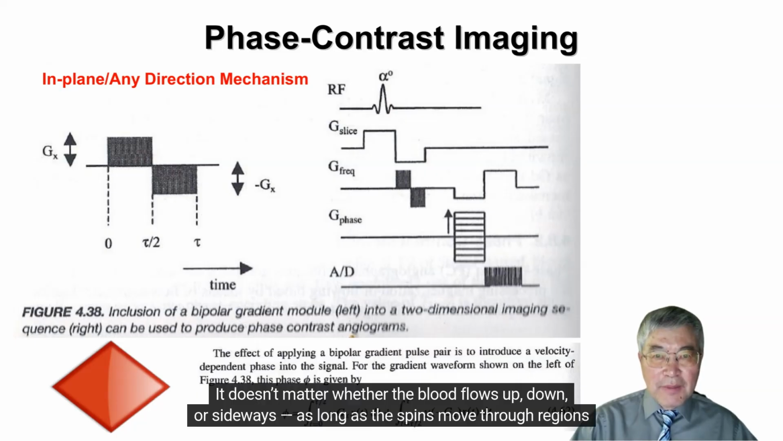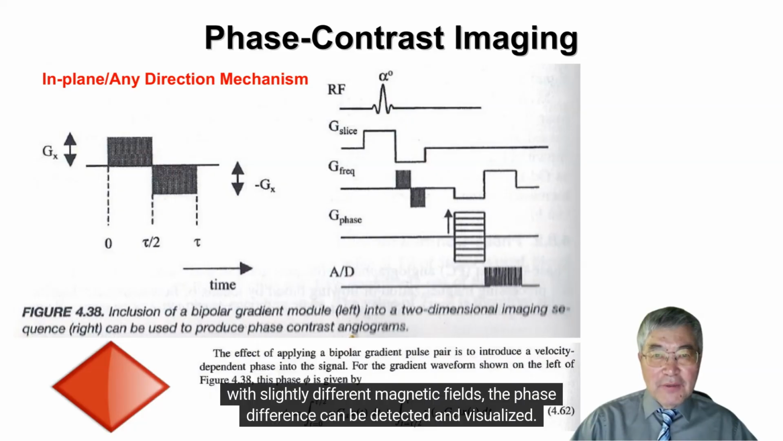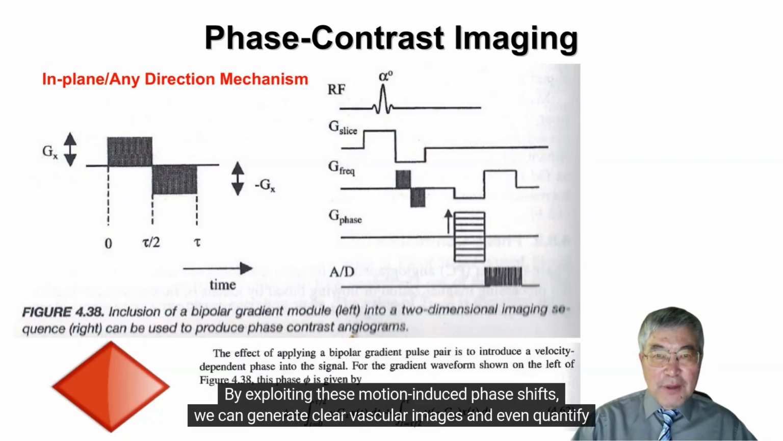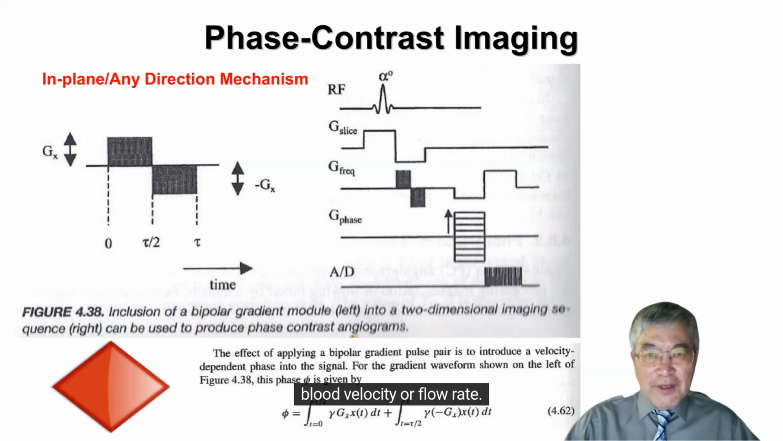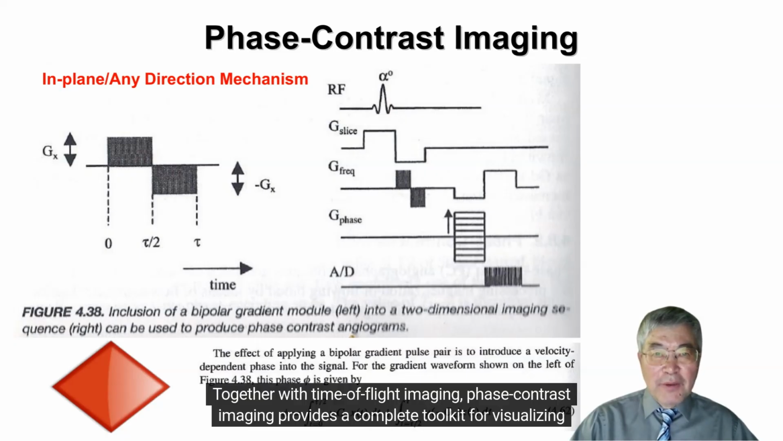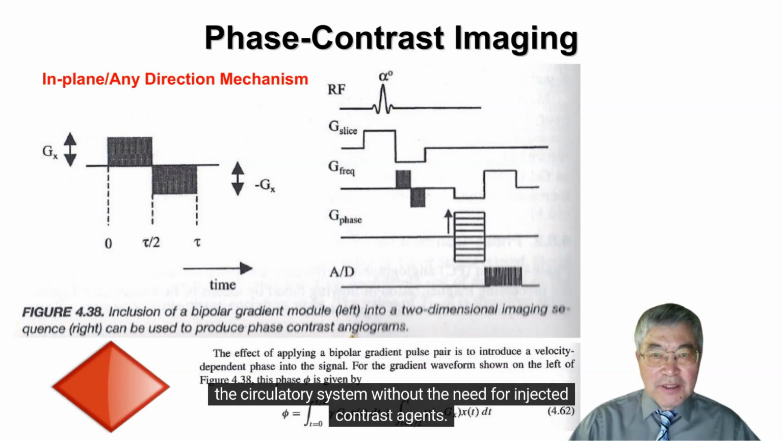It doesn't matter whether the blood flows up, down, or sideways, as long as the spins move through regions with slightly different magnetic fields, the phase difference can be detected and visualized. By exploiting these motion-induced phase shifts, we can generate clear vascular images and even quantify blood velocity or flow rate. Together with time-of-flight imaging, phase contrast imaging provides a complete toolkit for visualizing the circulatory system without the need for injected contrast agents.